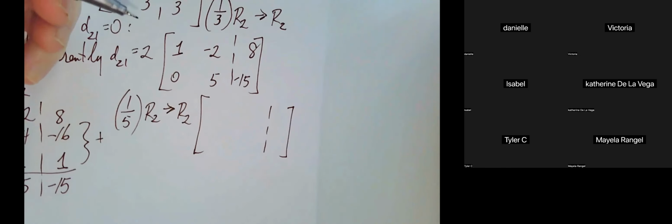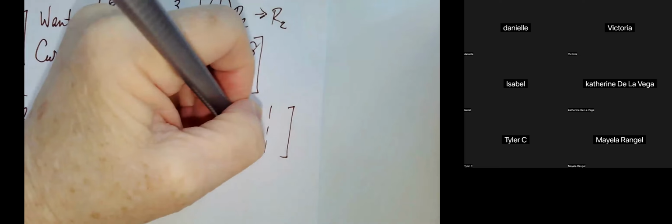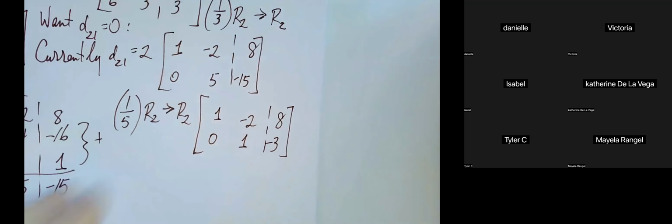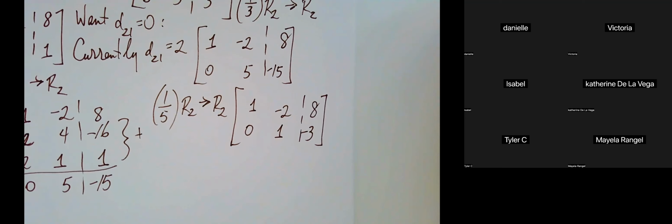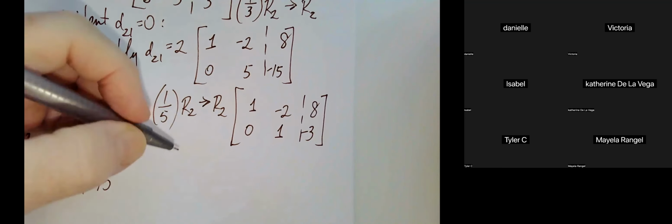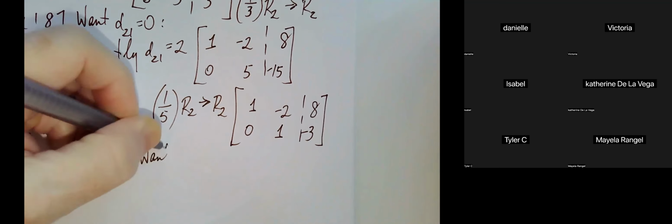So what is our new row 2? 0, 1, -3. Marvelous. We still have 1, -2, 8 for row 1. And what's our last step? Make the -2 a 0. Make our D21 0.